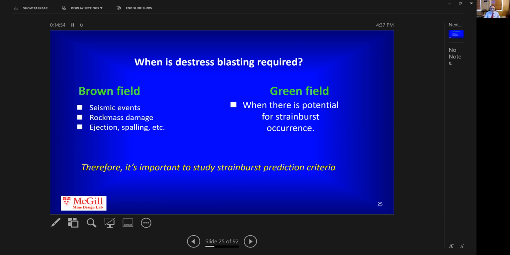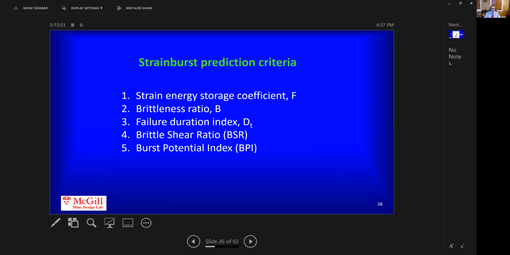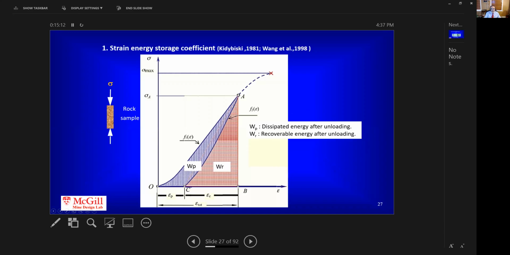So you need to adopt one or two criteria by which you can assess the situation before and after distress blasting. So I'm going to give a brief summary of the most popular strain burst criteria, or prediction criteria, I should say. I'm going to start with this method with the strain energy storage coefficient proposed by Kadybisky in 1981. Very popular, a lot of citations, a lot of applications, and it's very simple.